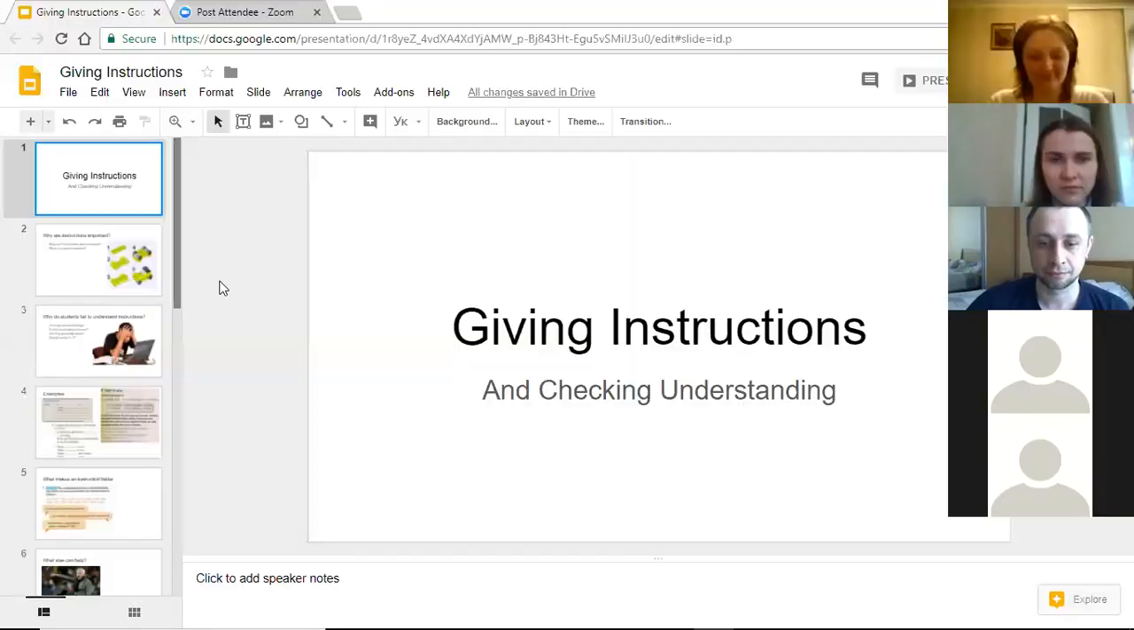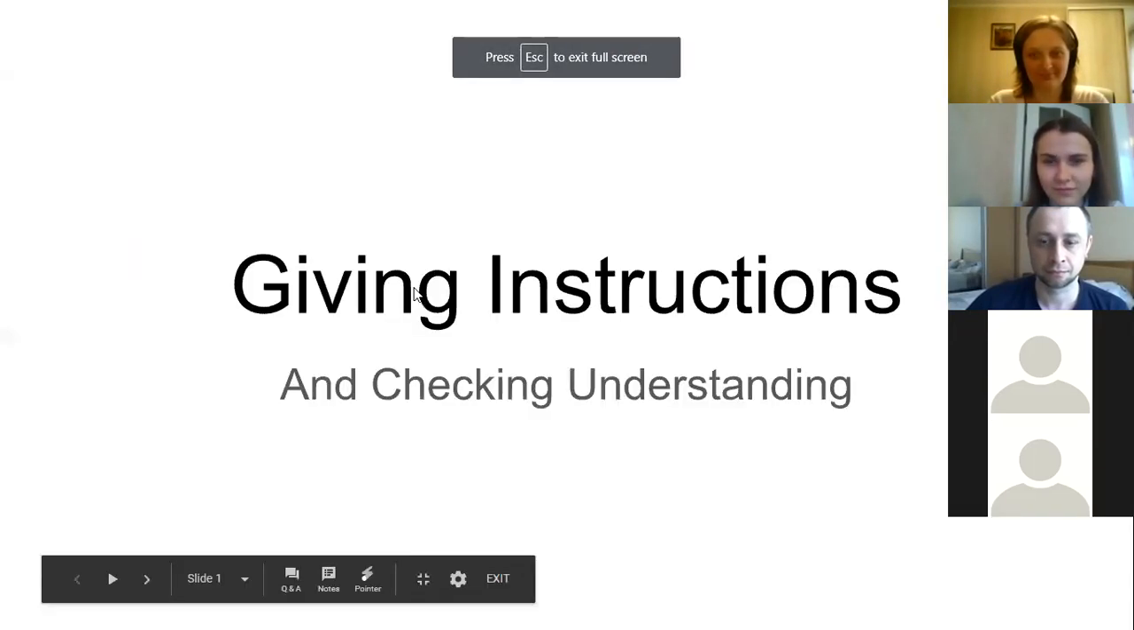So let me remind you that we are talking about giving instructions and checking understanding today. We have a lovely student, Julia, who kindly agreed to help us. Yes, so I have found all the buttons and we can start.